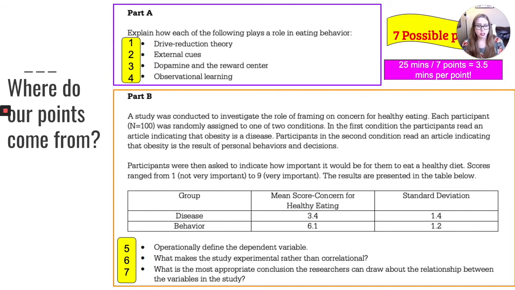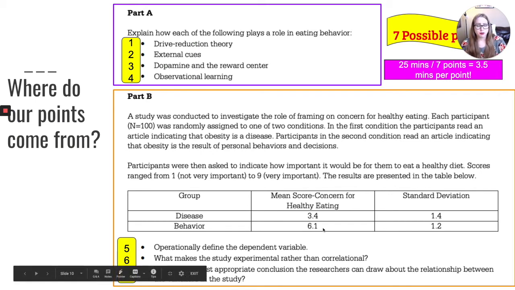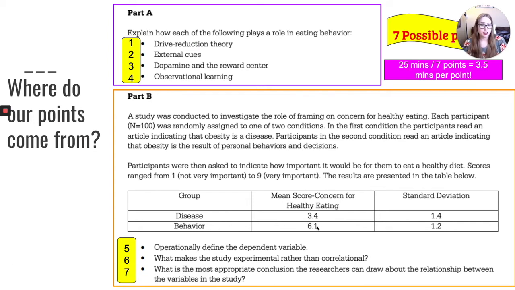And so if you look at this table, take a moment, look at that data. But the conclusion you should reach here is that those who were given the pamphlet that obesity is a result of a behavior thought that it was more important to eat a healthy diet or had more concern for eating healthy than those who thought it was a disease. And so just keep that in mind as you're rolling through these questions.